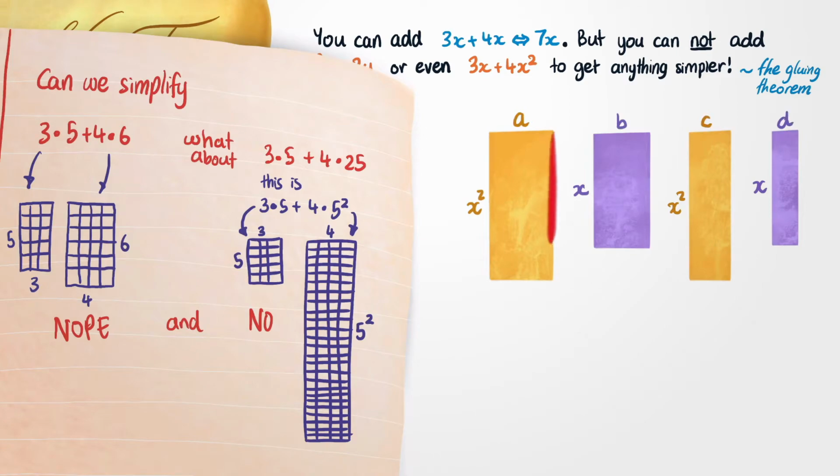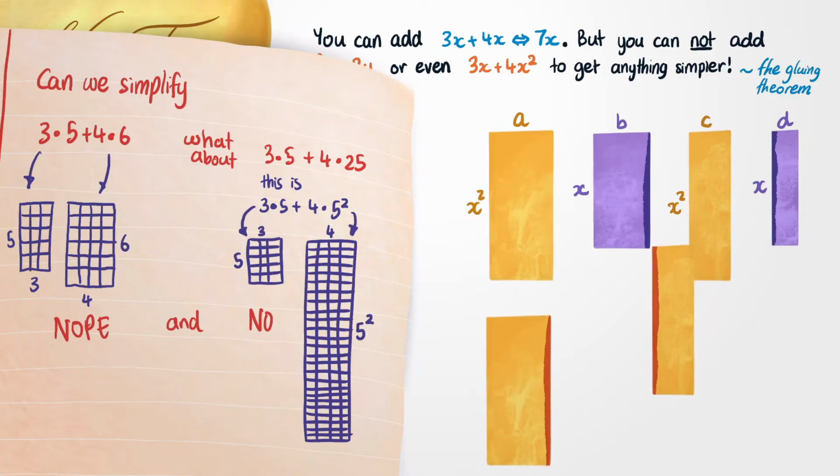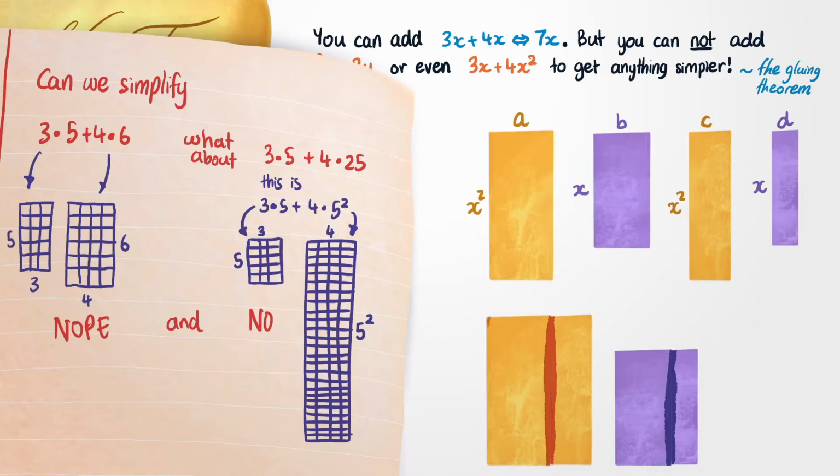Well, we know that this height over here and this height over here are exactly the same. Then we can also say that this height and this height are also exactly the same. So we can glue them together to make a single shape. Now, this height over here is still x squared, but then this width is just going to be a plus c. This height over here is going to be x, but then this width is going to be b plus d.